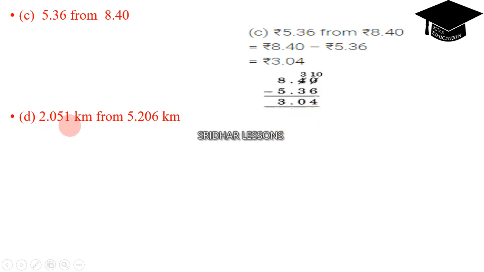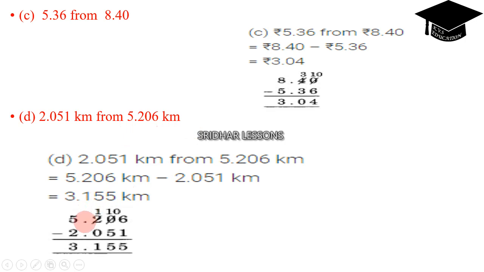Next problem, 2.051 kilometers from 5.206 kilometers. 5.206 minus 2.051. 6 minus 1 is 5. 10 minus 5, taking the 10 as borrow, 5, and 1 minus 0 is 1, 5 minus 2 is 3. So the resultant value is 3.155.